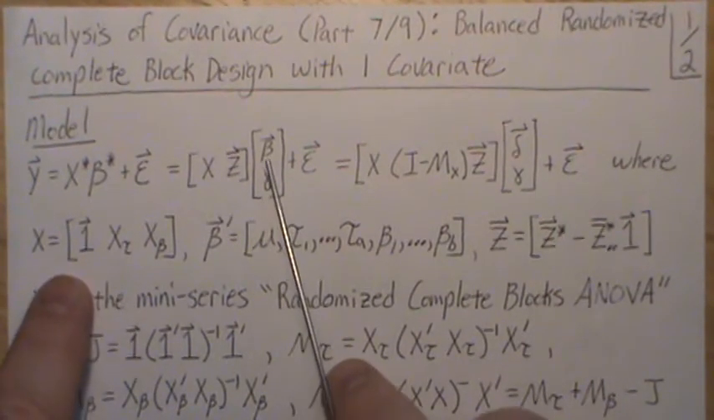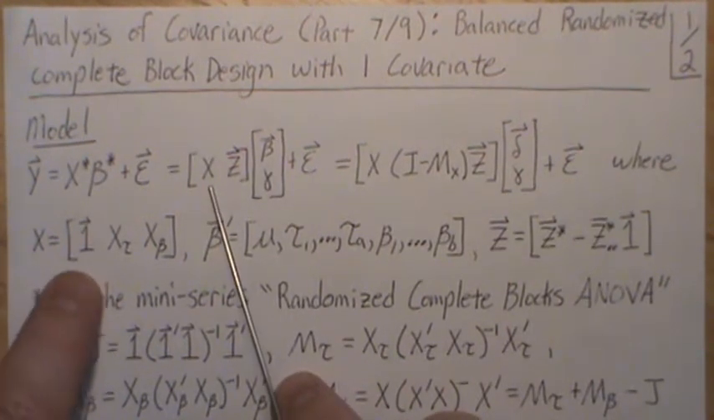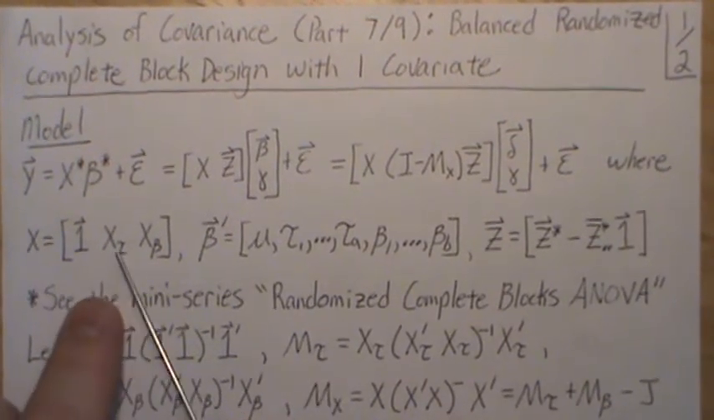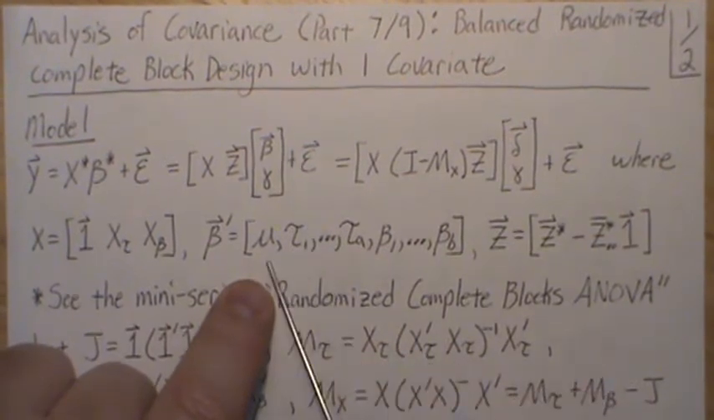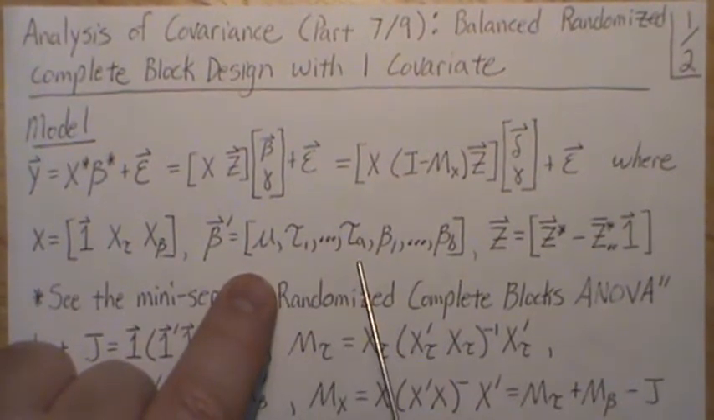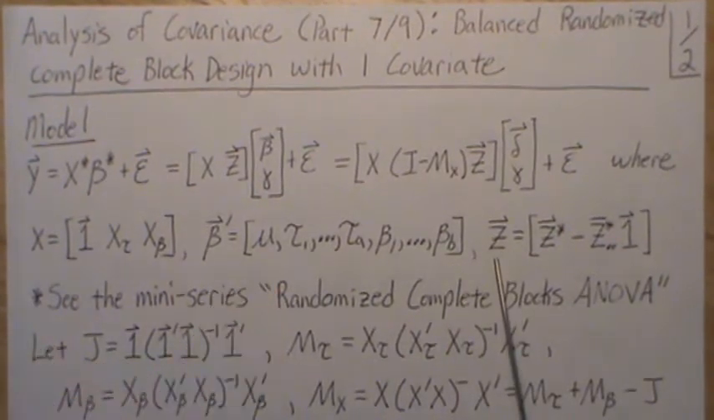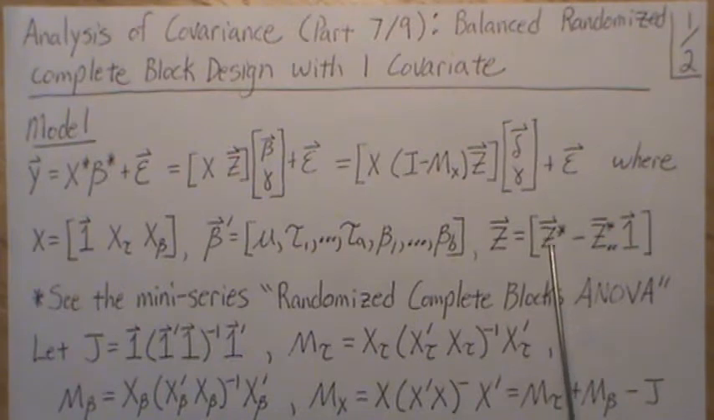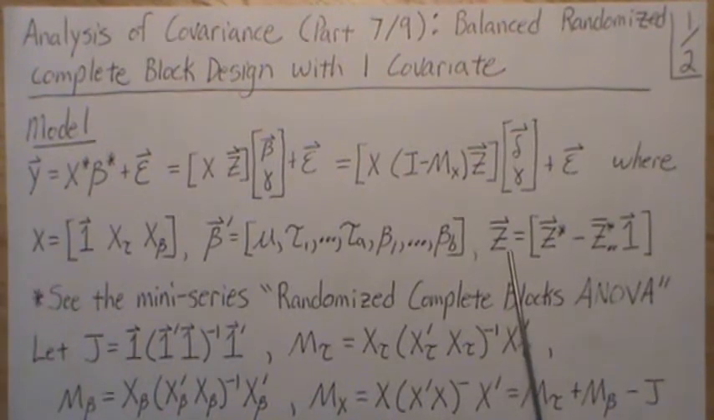So the design matrix X has a column of 1s, X tau, and X beta. These deal with the treatment effects, and these are the block effects. The beta parameter is mu, tau 1 through tau A, beta 1 through beta B. The Z, so the one covariate we have, is linearly related to Y, but we center it, so it's a centered regression variable.